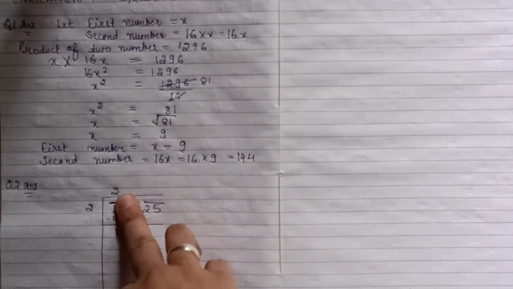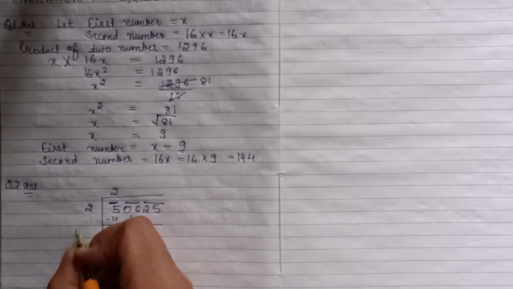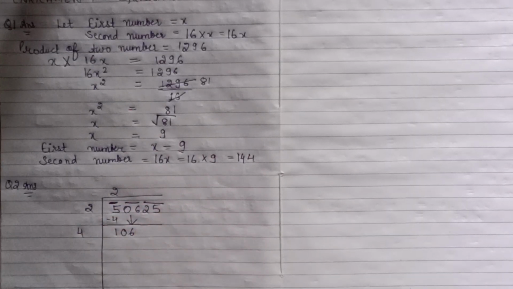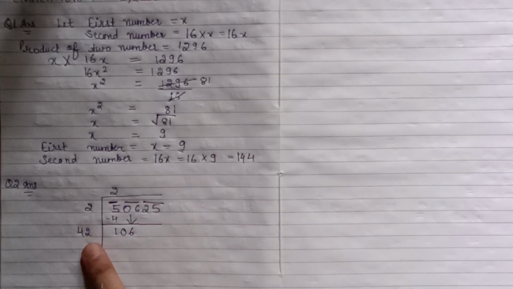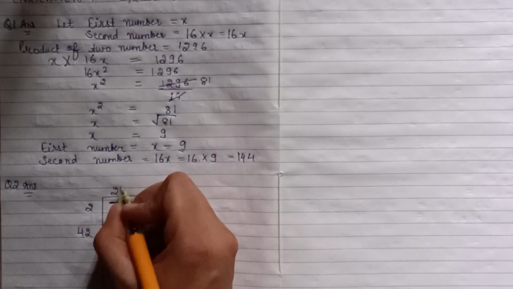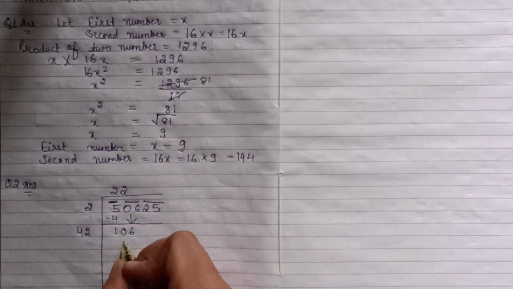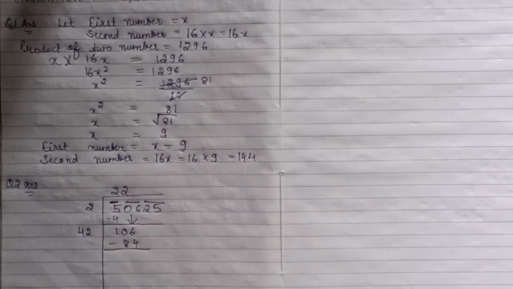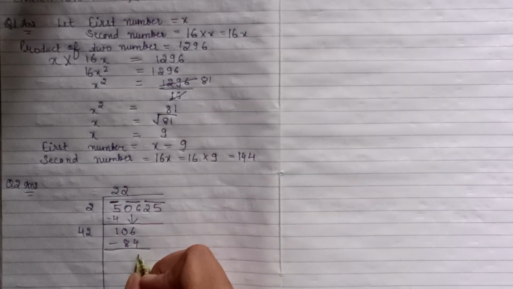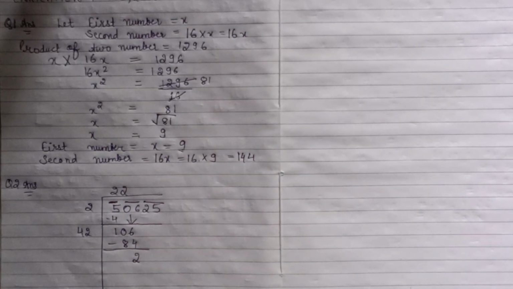I have to multiply 2 by 2. 2 2s are 4. Now I have to write here 2. 42 multiplied by the same number 2, I write here 84. Now 106 minus 84. 6 minus 4 is equal to 2. 10 minus 8 is equal to 2.